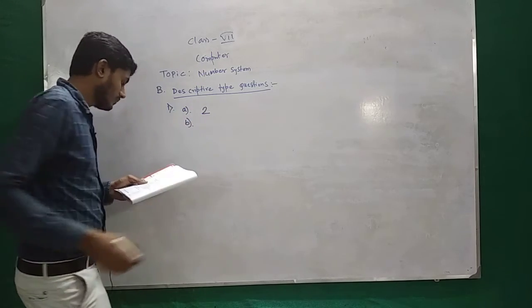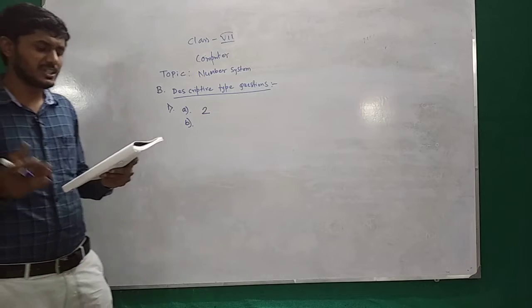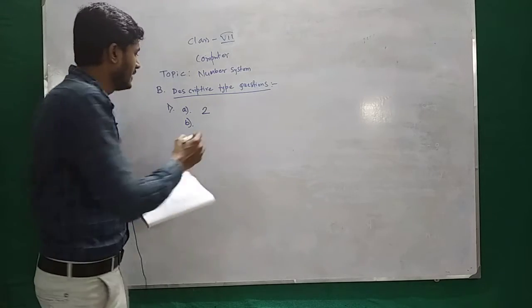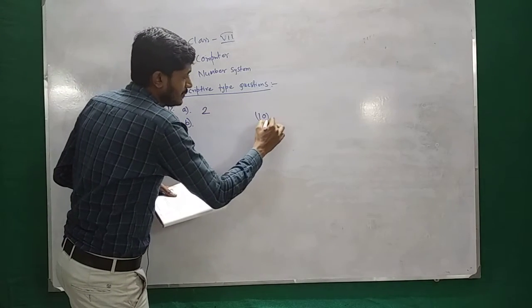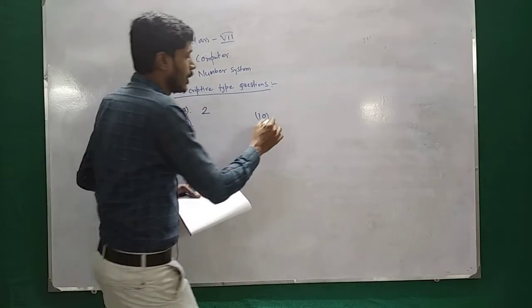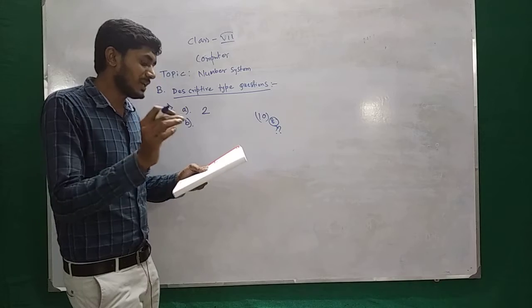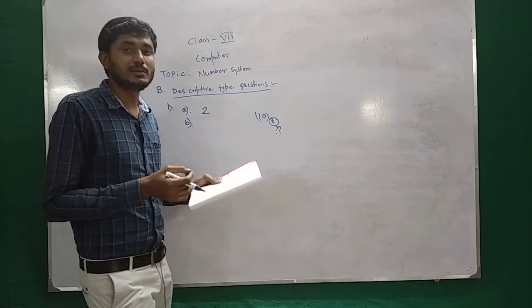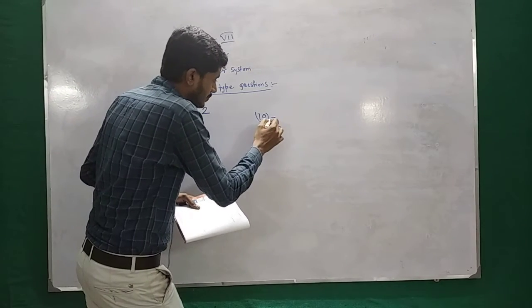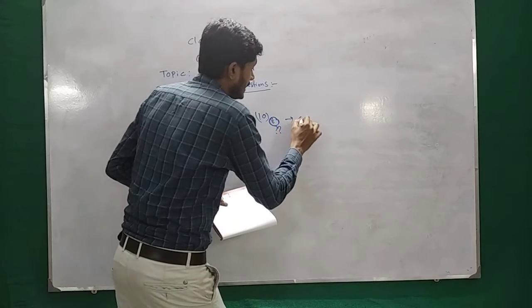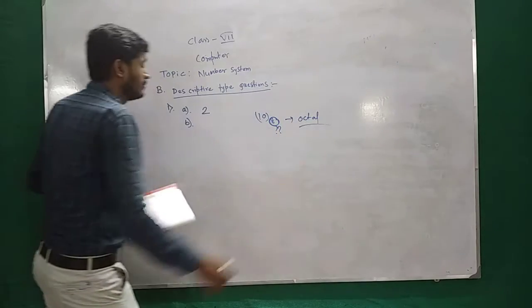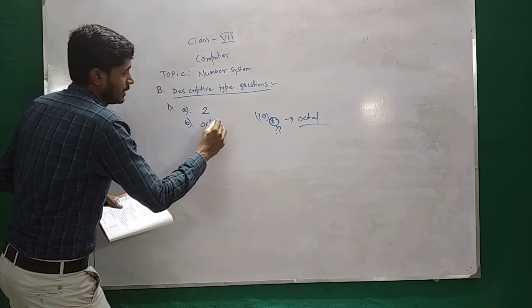Next B. What is the name of the number system containing 10 base 8? This is the form of which number system? Base 8 means the octal number system. So the answer is octal.